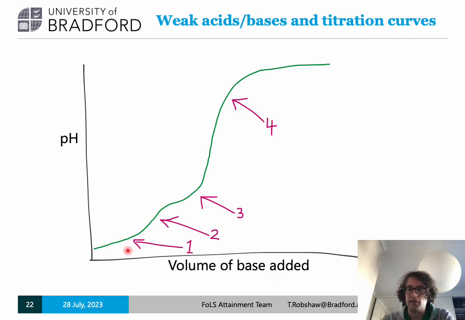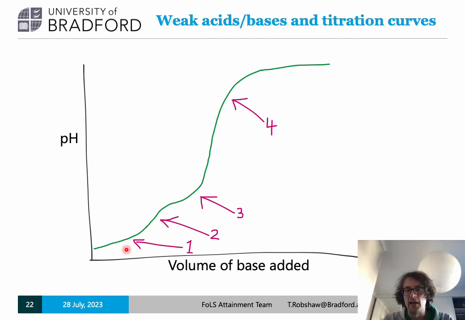And the explanation is as follows. Initially, at this first point, point 1, the pH of the solution is obviously way, way below the pKa of the weak acid. So the molecule just stays completely protonated. And all that happens with the hydroxide that's added is it just reacts with the strong acid as normal.